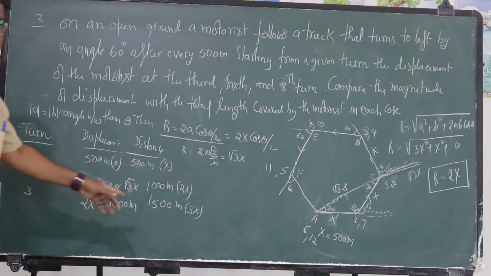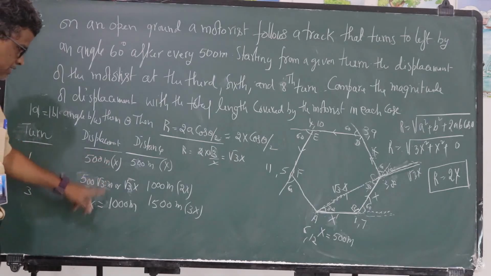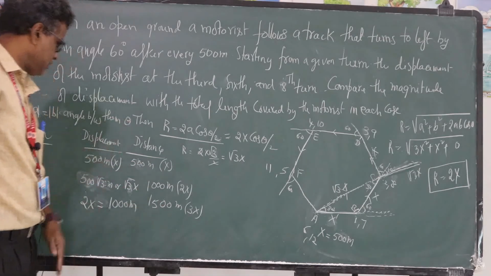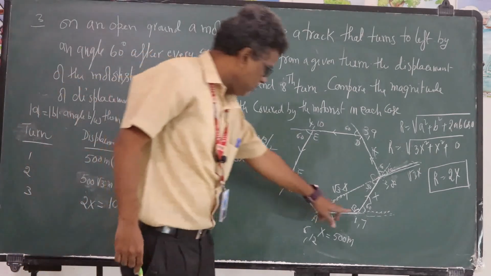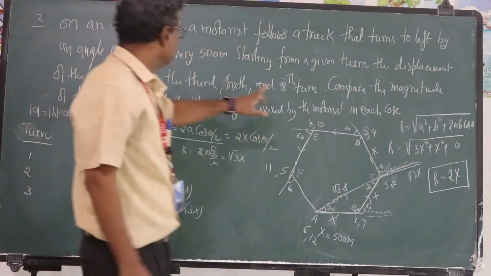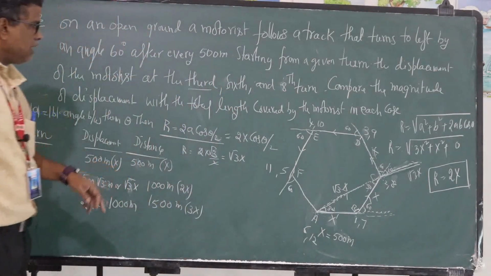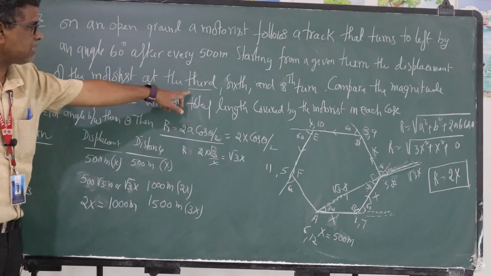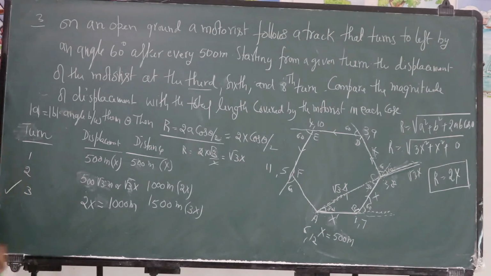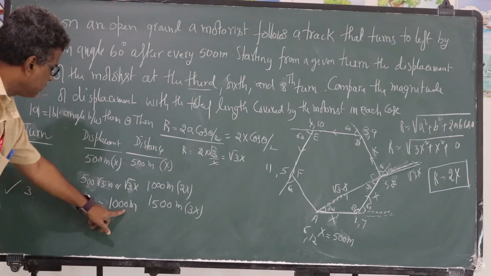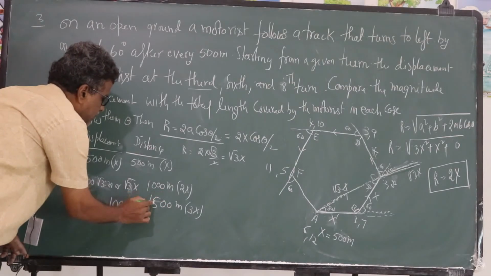See the difference between distance and displacement. Displacement is always less than distance. So up to here, first term, second term, third term. The question is, after the third term, what is the distance? Compare the distance and displacement. So the answer is, after the third term, displacement is 1000, distance is 1500.